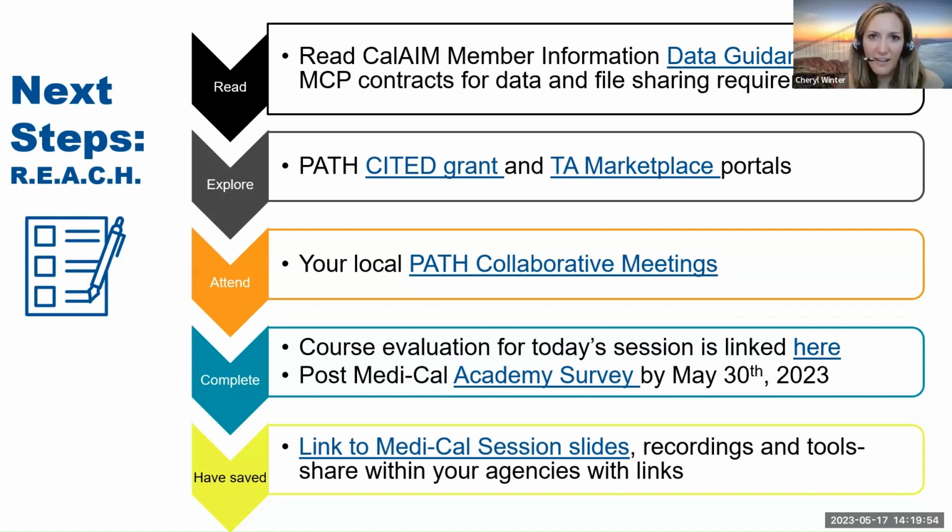Dig into them, start on them. And then also, if you have not registered for your local Path Collaborative meetings, these are your local regional meetings. When you click on this link for the Path Collaborative, it will ask you to choose your region, and you'll select your county. And then you can sign up essentially to get notifications and invitations to be a part of these collaborative meetings.